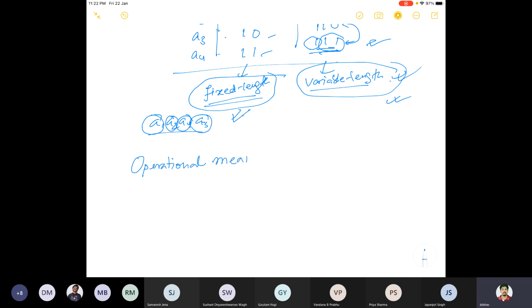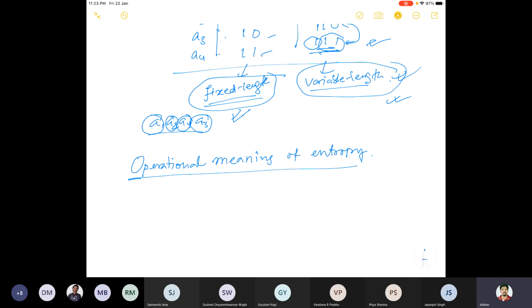Operational meaning of entropy. Okay, why is this entropy important? I'll raise a very important question, and I'll give you the answer also with an example, but we have to prove it mathematically also, and that cannot be done today, maybe next time.